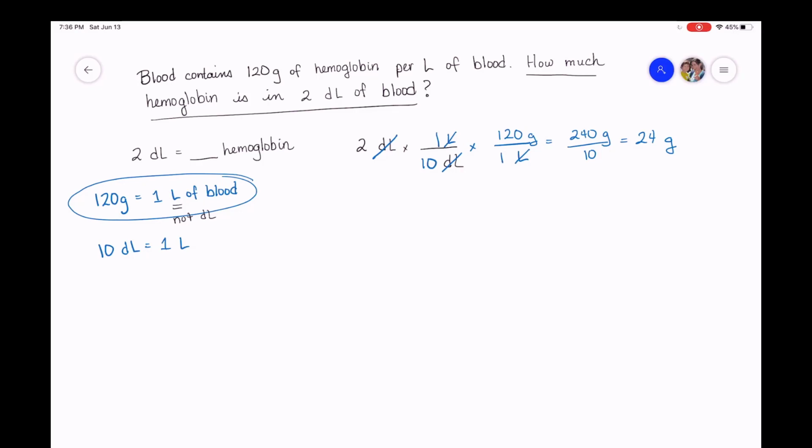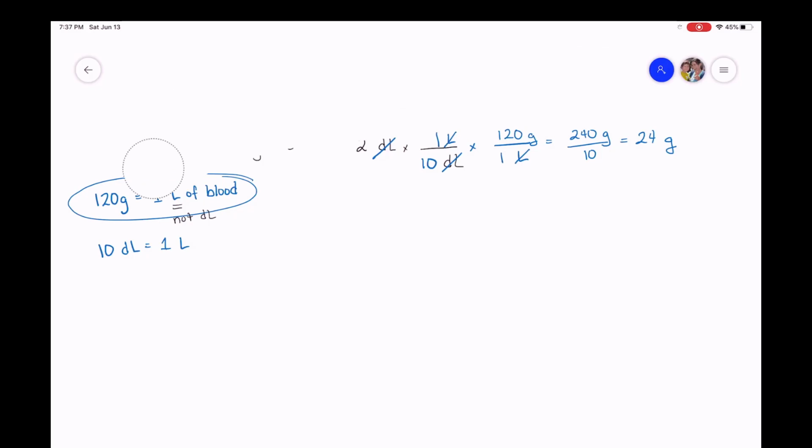24 grams of hemoglobin is in 2 deciliters of this person's blood. Now you have a similar problem to solve in your lab, and you can use this one as a model to help you solve that problem. So we're going to end our tutorial with 2 more problems.